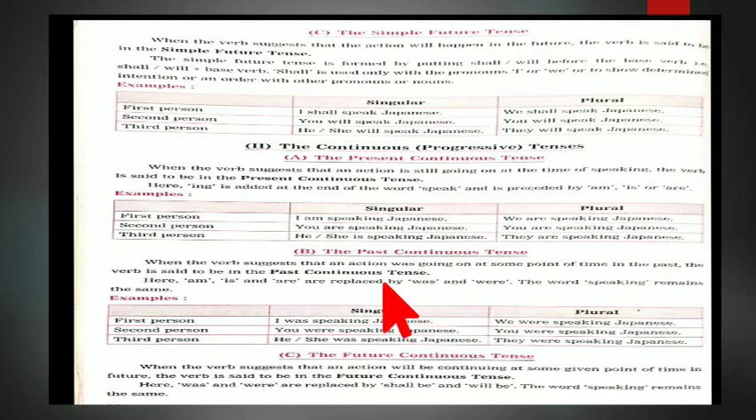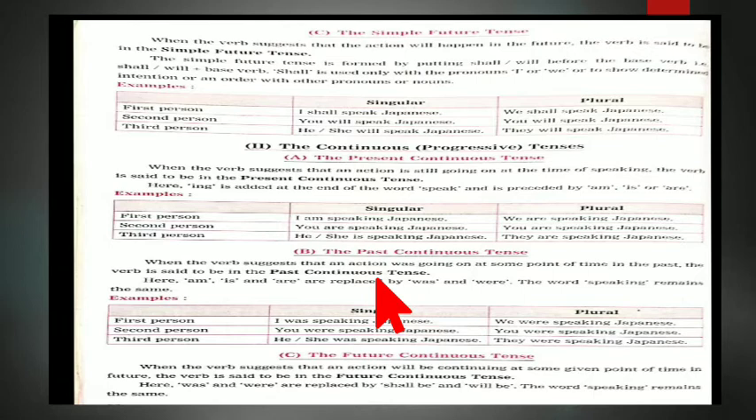Now coming to the past continuous tense. Here, in all the three forms of tenses, whether it is present continuous, past continuous or future continuous, the verb will always be in the ing form. Continuous or progressive, it will always be in the ing form. Now the definition says: when the verb suggests that an action was going on at some point of time in the past, the verb is said to be in the past continuous tense.